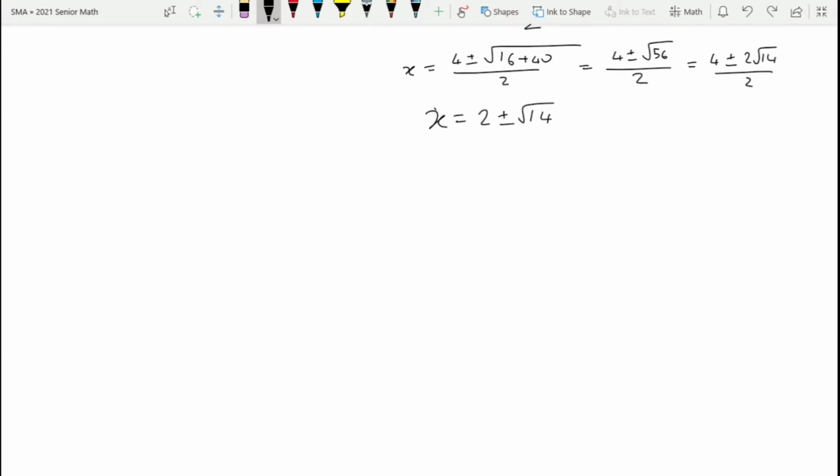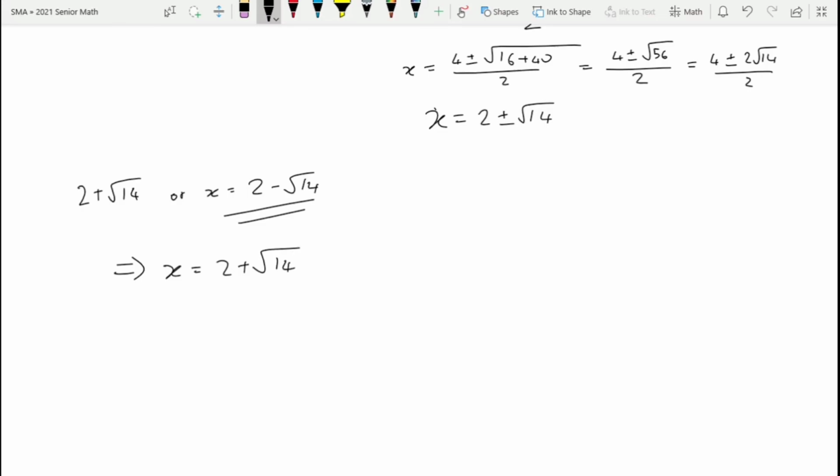Since x is 2 plus or minus the square root of 14, that means that x can take one of two values. x can either be 2 plus root 14, or x will be 2 minus root 14. But this second value is not possible, since this value is negative. Root 14 is obviously greater than 2, so 2 minus root 14 will be negative. That means that the value of x now has to be 2 plus root 14.